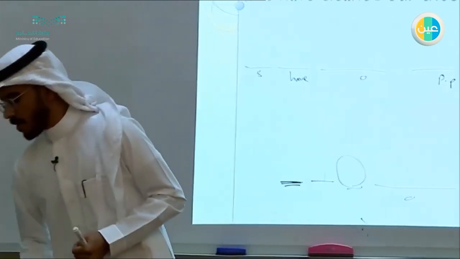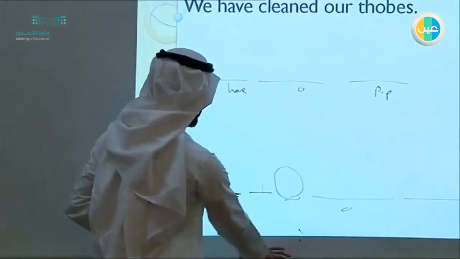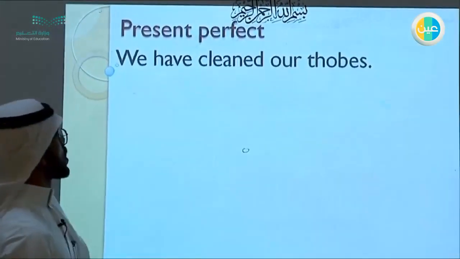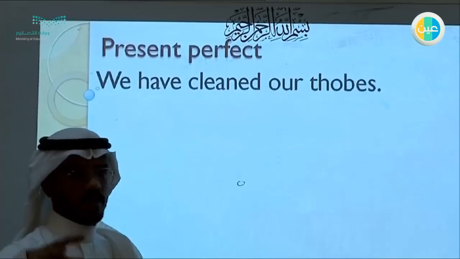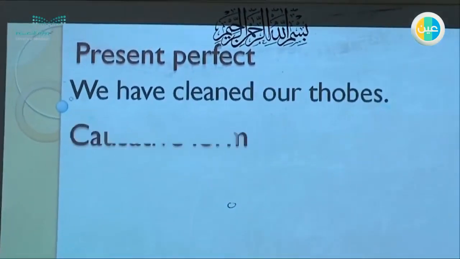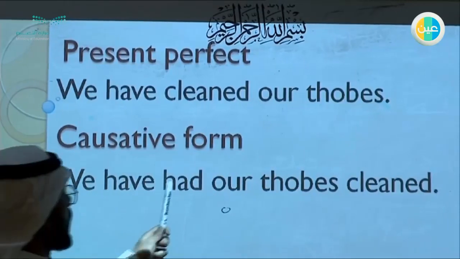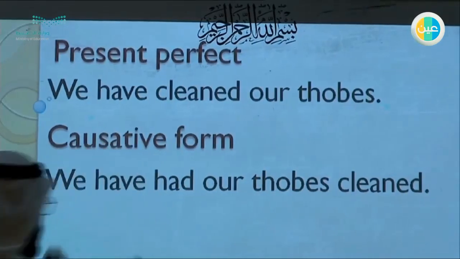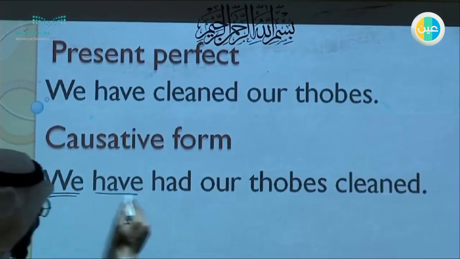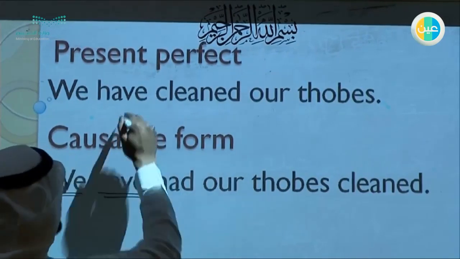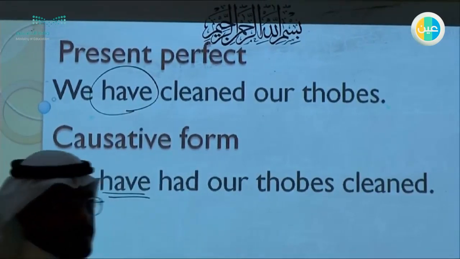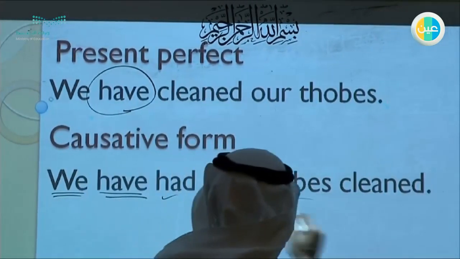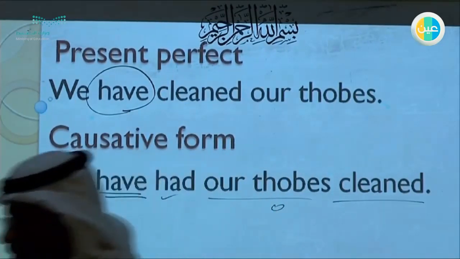Let's take the first sentence. We have cleaned our thobes. This is present perfect. How can we make it causative form? Look, we have had. Now, what did we do? سوينا هنا. The subject and have. The verb have in the present perfect becomes had. Our thobes, this is the object, cleaned, this is the past participle.